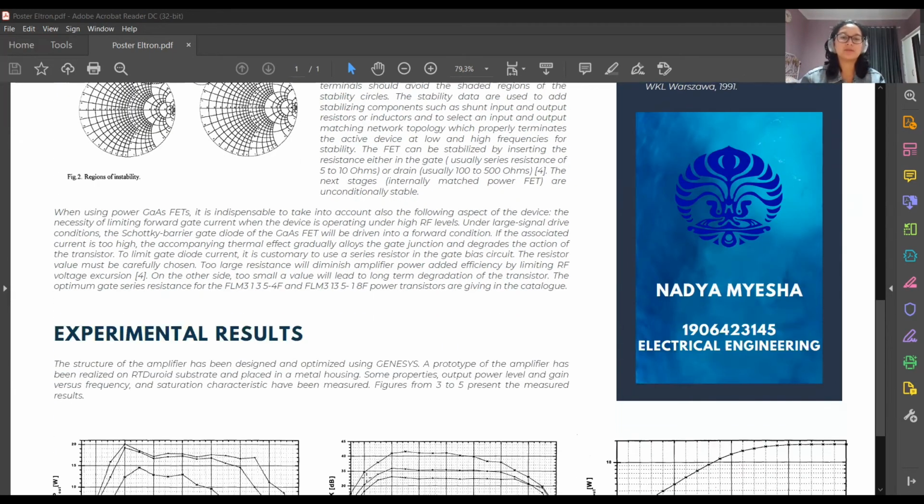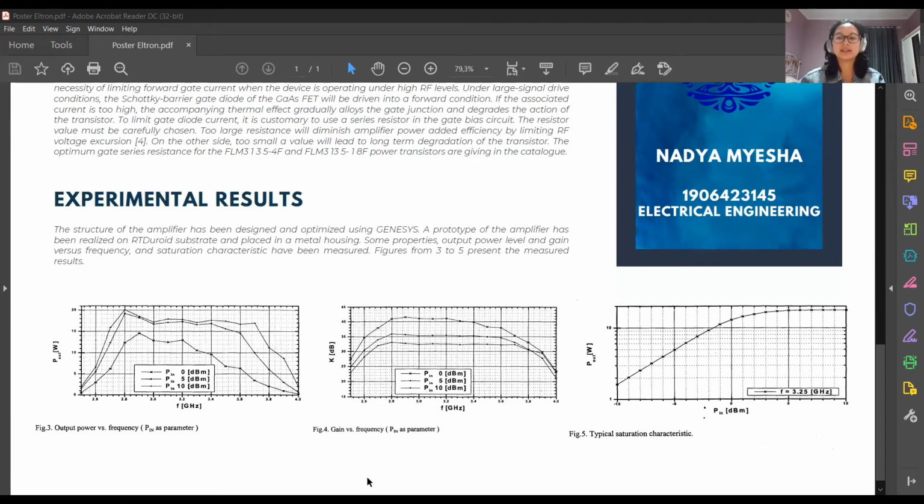Now we move on to the experimental results. Here we can see that the structure of the amplifier has been designed and optimized using GENESYS. A prototype of the amplifier has been realized on RT Duroid substrate and placed in a metal housing. Some properties that include output power level and gain versus frequency and saturation characteristics have been measured. You can see them presented in figures 3 to 5.